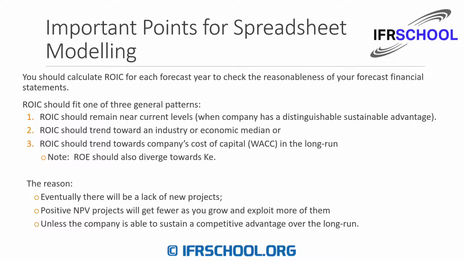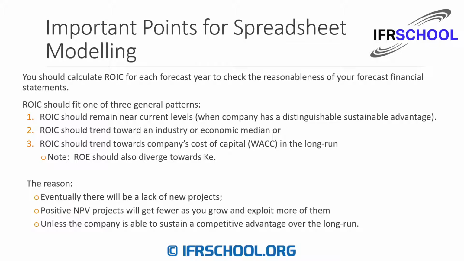The return on invested capital for your company should display one of three general patterns over the forecast period. The ROIC should remain near current levels when the company has a sustainable advantage, or the ROIC should trend towards the industry or economic median, or the ROIC should trend towards the company's cost of capital, its WACC, in the long run.